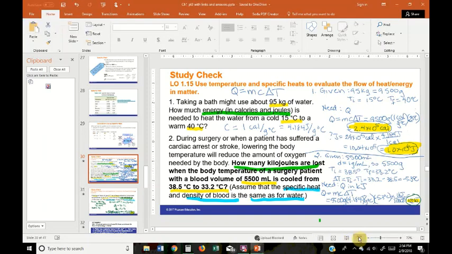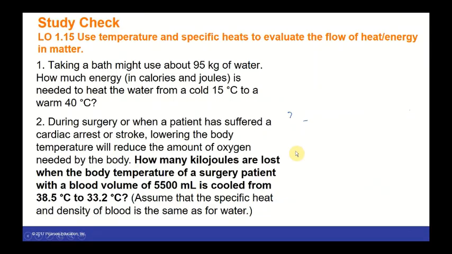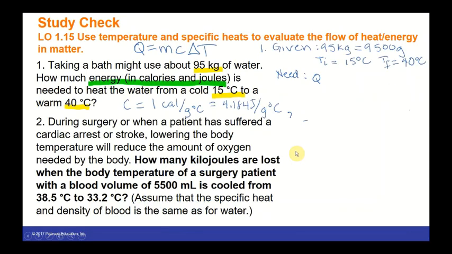Let's go back to our problem. All right. So we know that the specific heat for water is 1 calorie per gram degree Celsius, or 4.184 joules per gram degree Celsius. In this problem, I'm going to calculate calories and then convert to joules. You can do either way, or you can calculate both of them using the same method I'm going to use here.